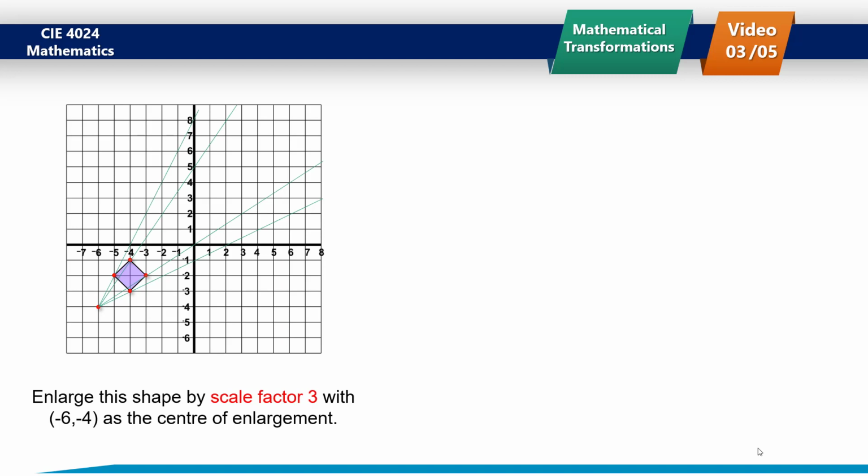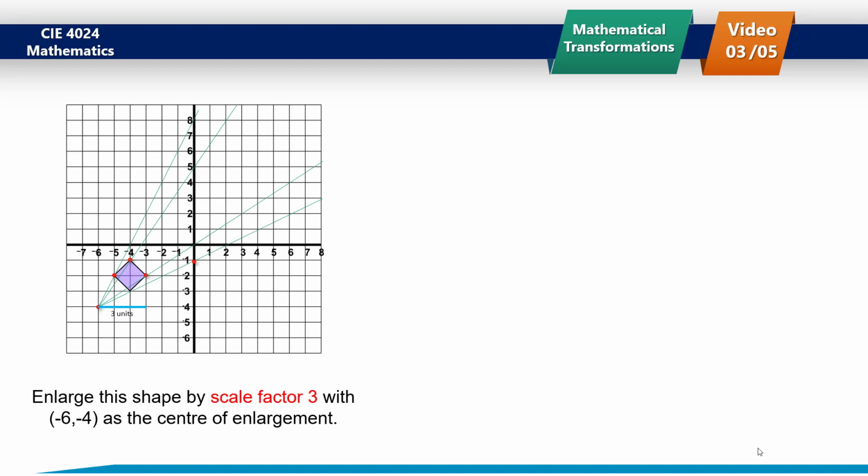And then, as the scale factor is 3, we will measure the horizontal distance from the center of enlargement to the first vertex. It's 2 units. As the scale factor is 3, that means the image should have 6 units. So 2 and 2, so now it is 6 units. That means the vertex of the image should be here at -1 and 0. Now we will talk about the second vertex.